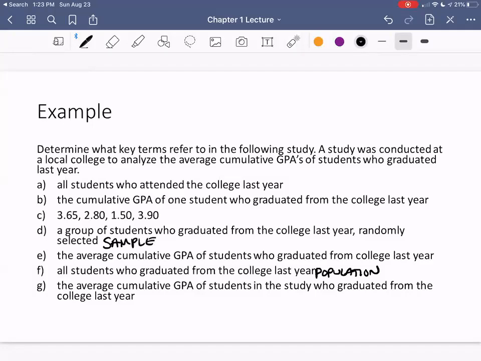The next one is our parameter. Our parameter, if you saw it right, would be letter E. It says the average cumulative GPA of students who graduated from college last year. Remember, our parameter is a numerical characteristic of the whole population that can be measured by one statistic. So what are we measuring here? We are measuring the GPA, and again, it's represented by numeric values. So letter E is our parameter.